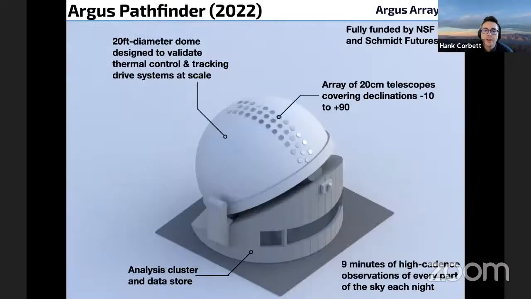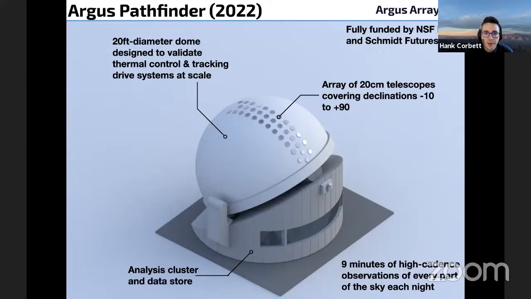Our current state, we're working through a stage test program with the NSF, culminating in the construction of this system, which is funded jointly by the NSF and the Schmidt Futures Foundation. This would get us the entire northern sky every night, with roughly 38 telescopes, plus or minus a few, and providing about 10 minutes of coverage per night at high cadence. This is currently fully funded, and we're hoping to have this on sky sometime mid-2022.